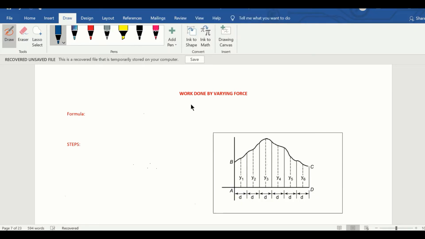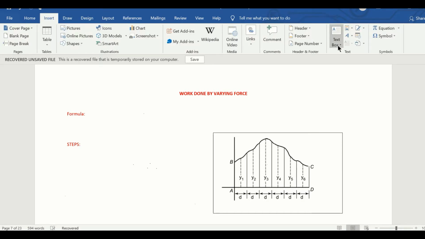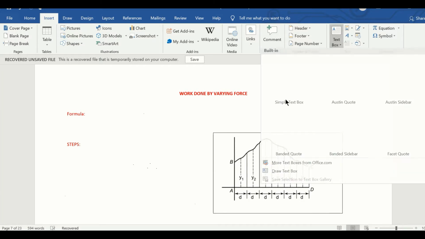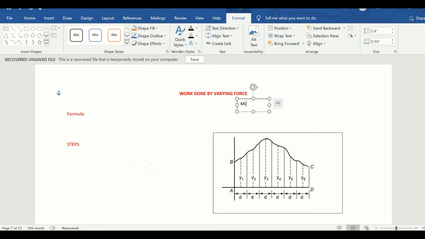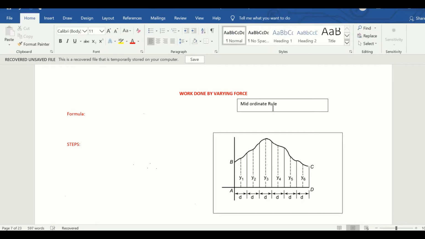Let's look at work done by varying forces. The method we use here to solve work done by varying forces is called the mid-ordinate rule. This method is known as an approximation method.